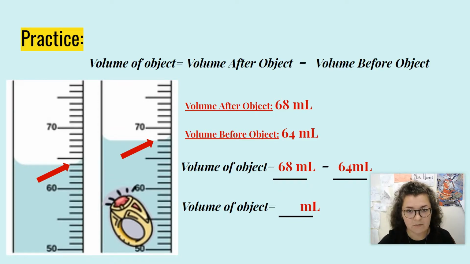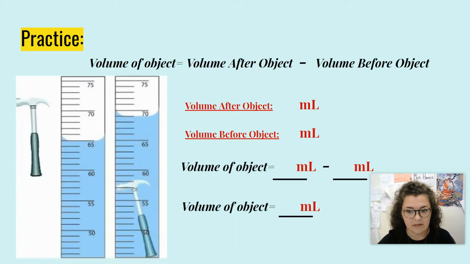Okay, we have one more example coming up. This example, I gave you nothing. Okay, so I'm going to give you a couple seconds to go through. So remember, you've got your equation at the top. You're going to find the volume after your object and insert it or write it down. Then you're going to find the volume before the object in your graduated cylinder using the meniscus. Check your scale, and then you're going to plug that in.